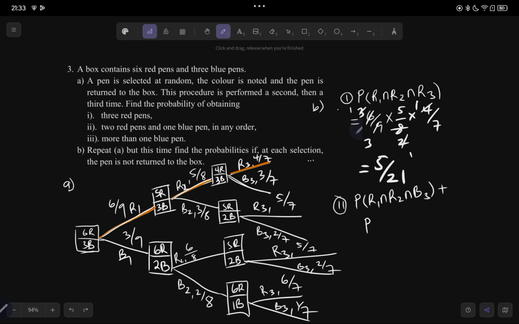Or you can take red, blue, red, or you can take blue, red, red.